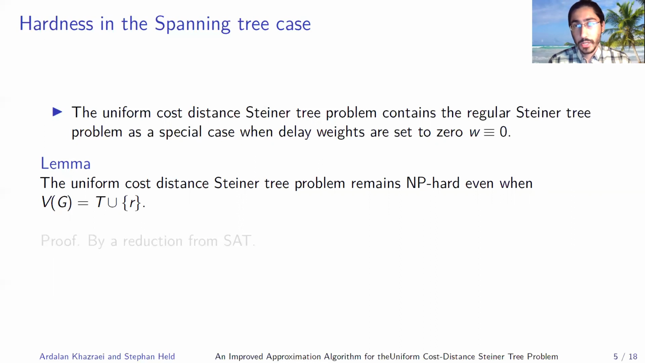What we show here is that in the general case where delay weights are not necessarily 0, our problem remains NP hard in the case where the root and the terminals constitute the entire set of vertices for the graph, showing that the hardness also stems from the dual nature of the objective function and does not rely solely on the Steiner tree problem. And the way we do this is by reduction from satisfiability.